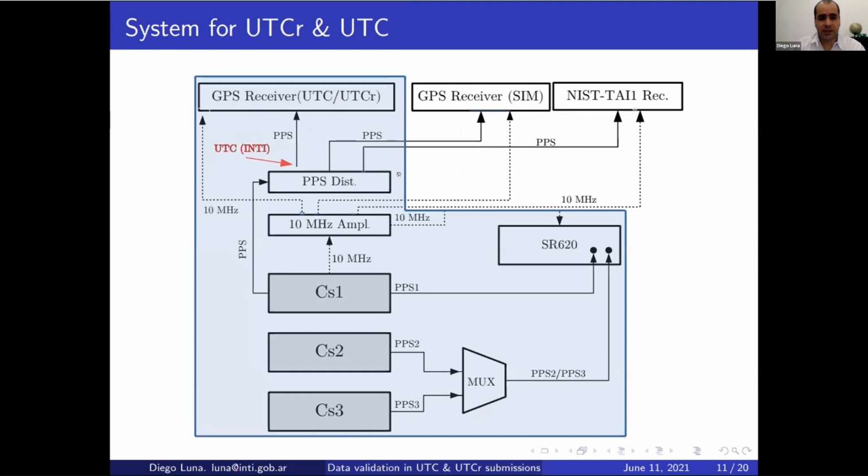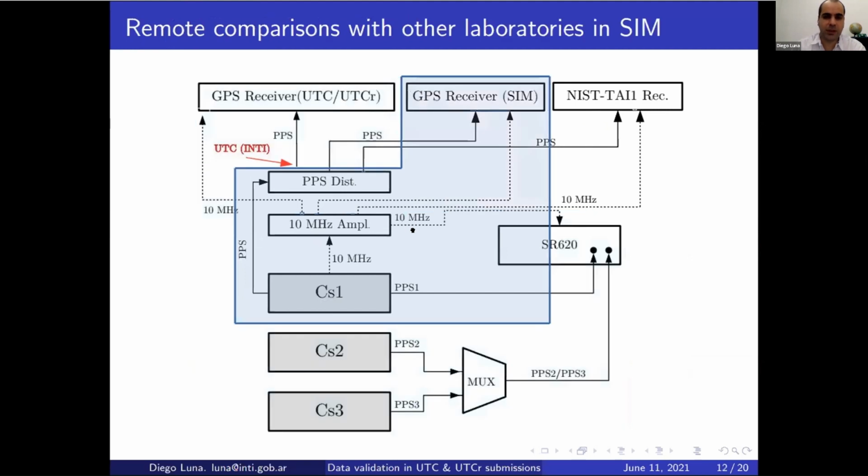So as I explained to you at the beginning, the part of the hardware we use to submit to UTC and UTCR is all this that I show in here, that is shaded in here. But to have a better control of our system, we use a tool that I show in here that is based on the GPS, on the SIM time network.